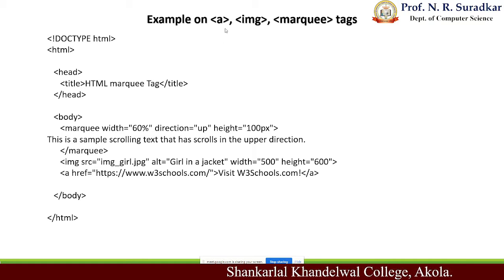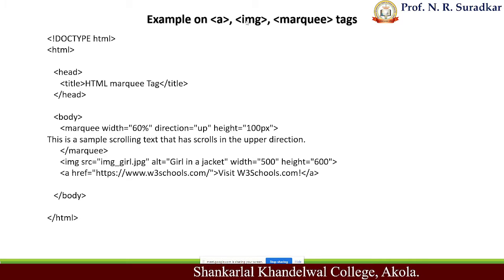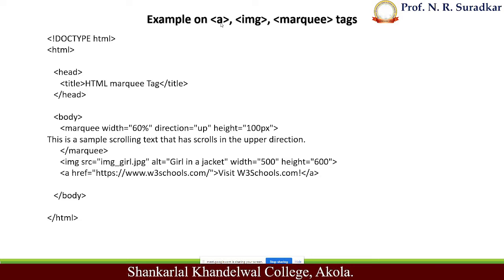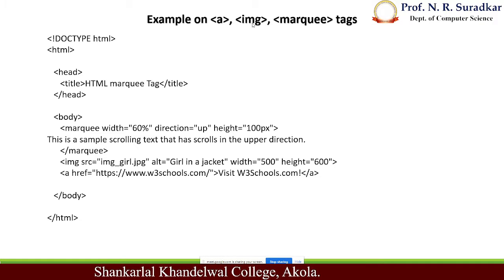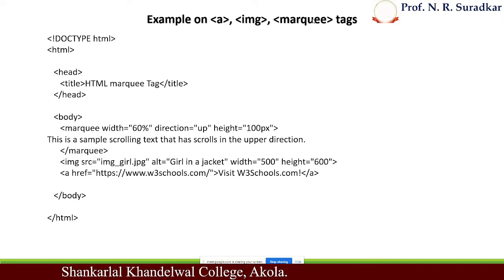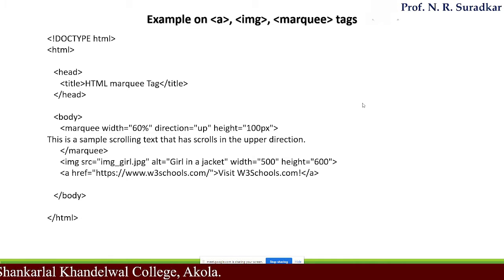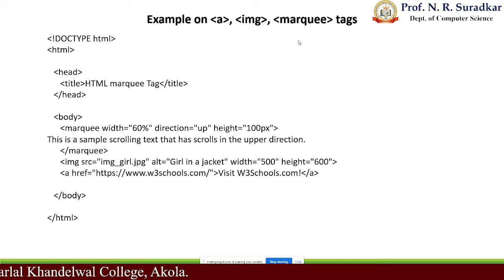To demonstrate the use of anchor tag A, image tag, and marquee tag. Anchor tag is used for giving links on text or images. Image tag is used to insert an image. Marquee tag is used to put an effect on text, which is nothing but one type of animation effect we are going to apply to the text. That's why we are using the marquee tag.